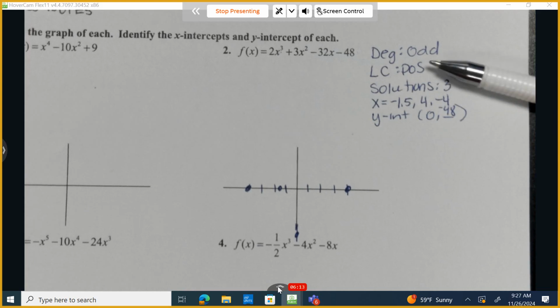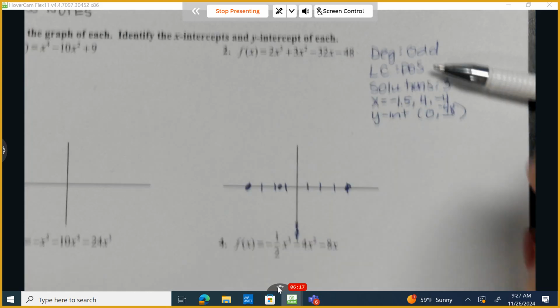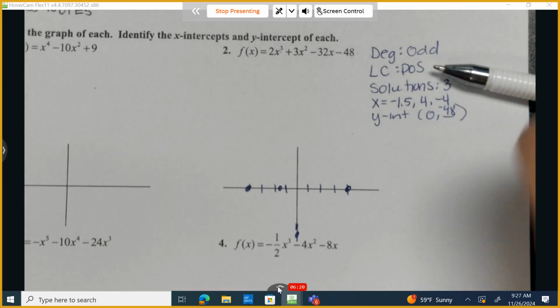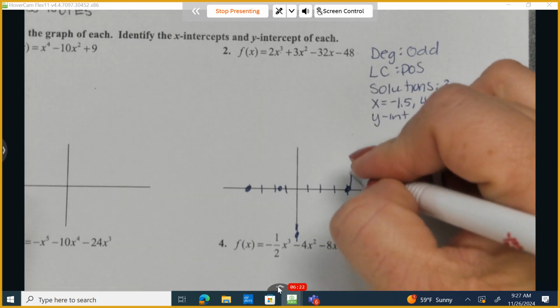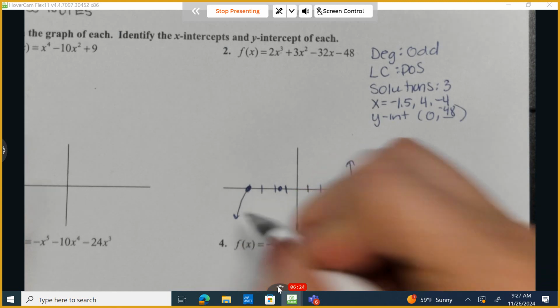Now turn to your partner. What does it look like when it's a positive leading coefficient? Okay, your right hand is up, your left hand's down. So watch this. Right hand's up, left hand's down.